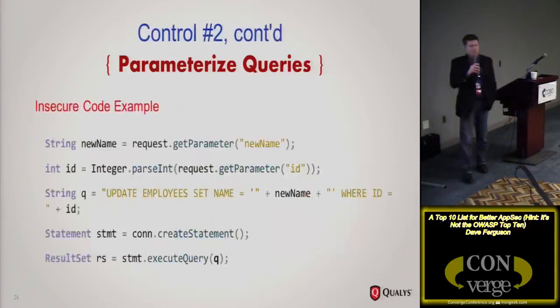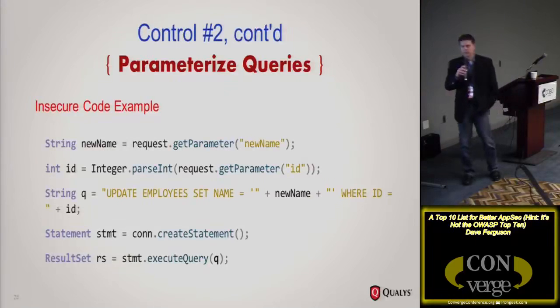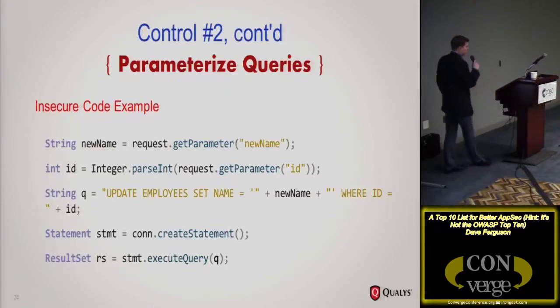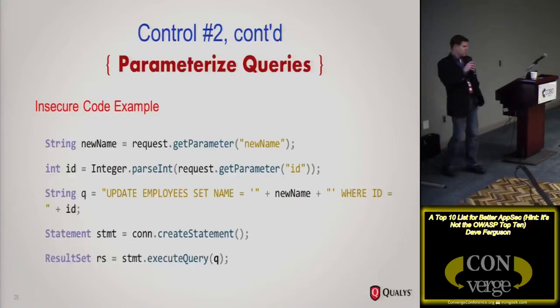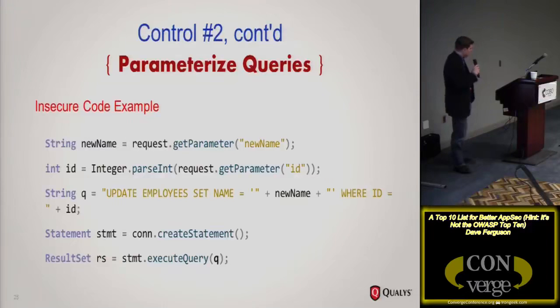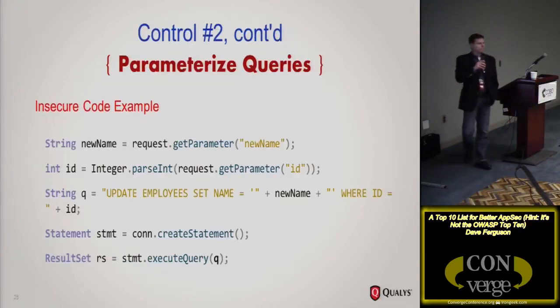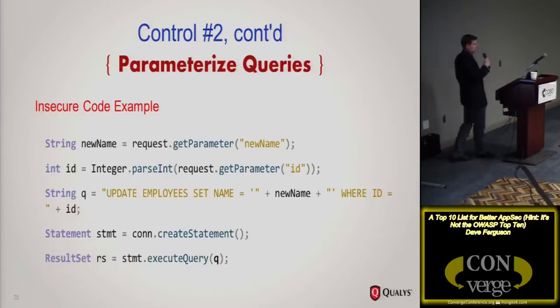I think the best way to illustrate parameterizing queries is with a code example. So I have some Java code here, and we have a couple of inputs coming into the application from the HTTP request: a new name parameter and an ID parameter. Those get stuffed into a string variable and an integer variable. Then string concatenation on the third line is being used to build a SQL query. And this is the very insecure part.